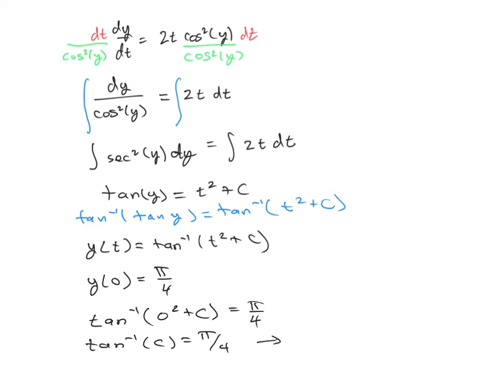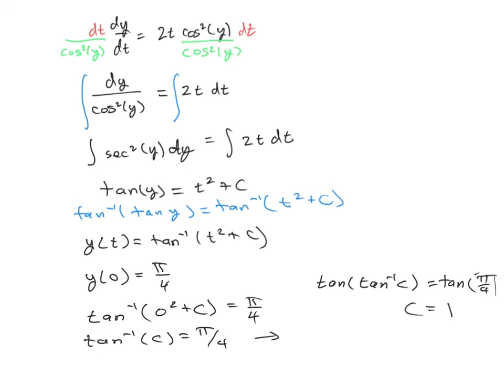And now if we take the tangent of both sides, we're going to have c is equal to the tangent of pi over 4. Actually, it's tangent, right? Yep, so let's erase that inverse. And of course, that's just equal to the number 1. So c is equal to 1.